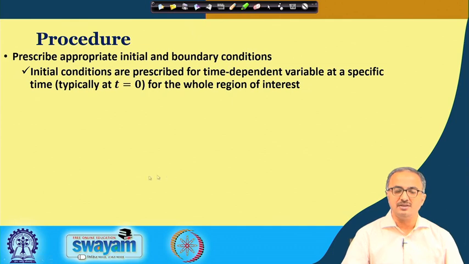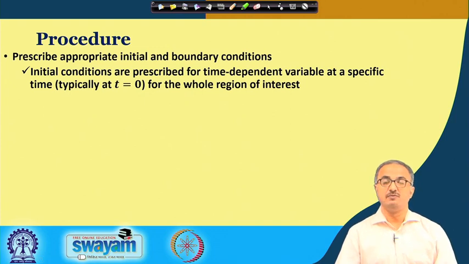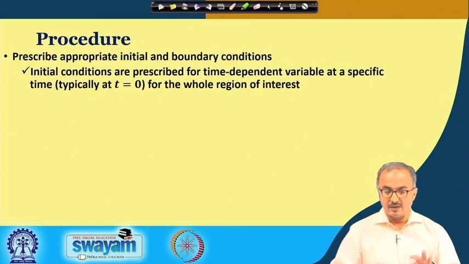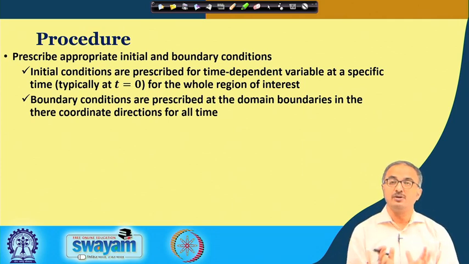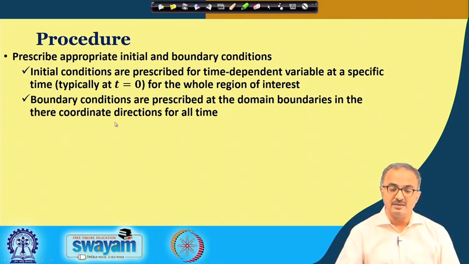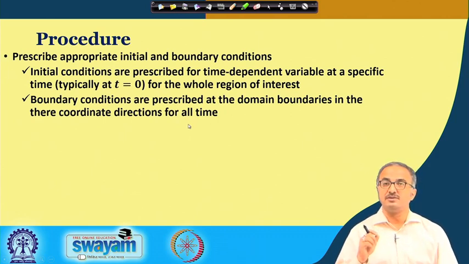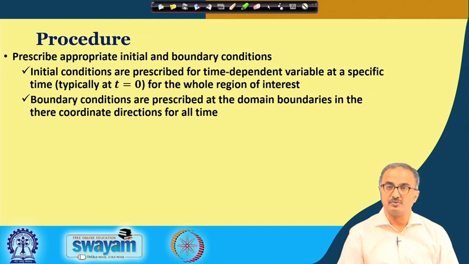As I told you, initial conditions are prescribed for time dependent variables at a specific time, typically t equal to 0, for the whole region of interest. That means the initial condition will be applicable both for the boundary as well as within the system. And then we have boundary conditions which are prescribed throughout the boundary of the system only, and again these are for all time. So this is the difference between the initial condition and the boundary condition.